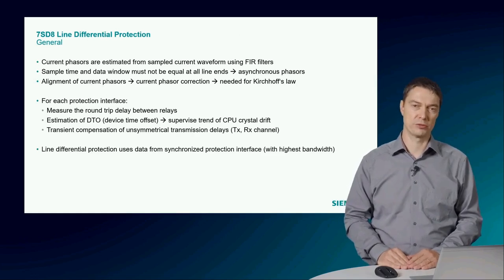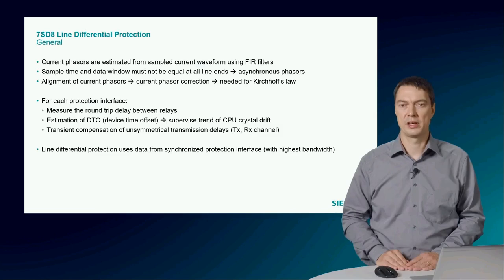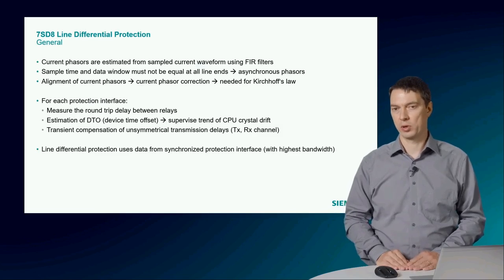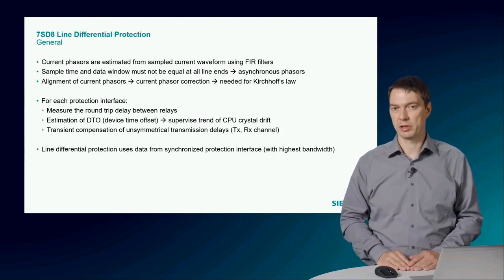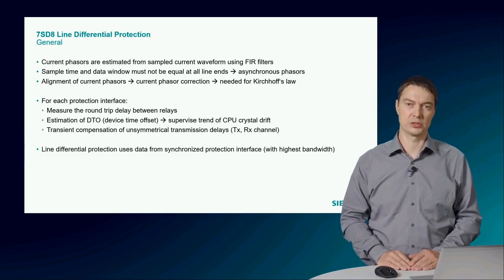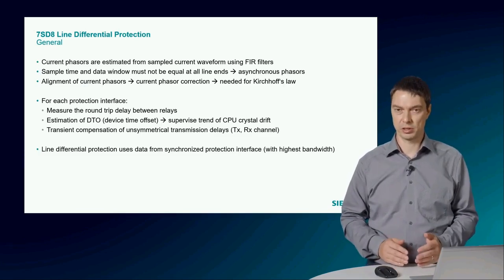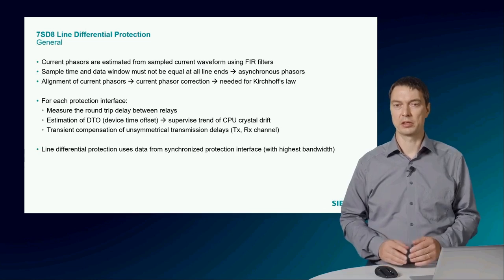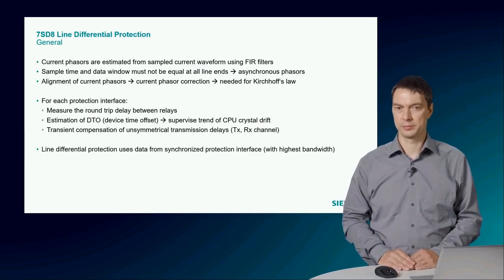In case you have a redundant communication interface, the device selects the one which is synchronized and has a higher bandwidth. For example, if you use a direct fiber optic channel and also a 64 kilobit channel, and both are synchronized, then the direct optical fiber is selected.